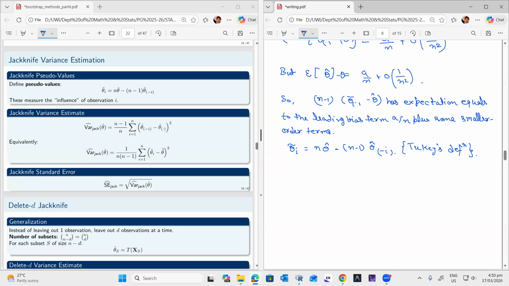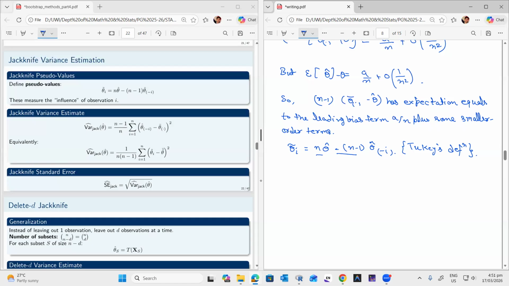So the pseudo value is constructed as a linear combination of the full sample estimate and the leave one out estimate. The coefficients n and minus n minus 1 are chosen so that if theta cap were an unbiased estimator of theta, the pseudo value would also be unbiased for theta in a certain sense. All right. More generally, for statistics with a bias of order 1 upon n, the pseudo values have a bias of order 1 upon n square.